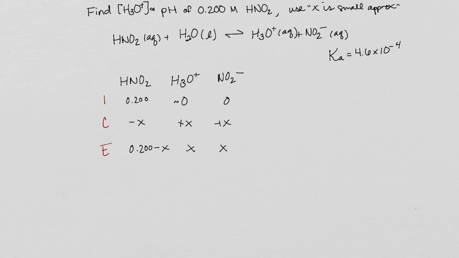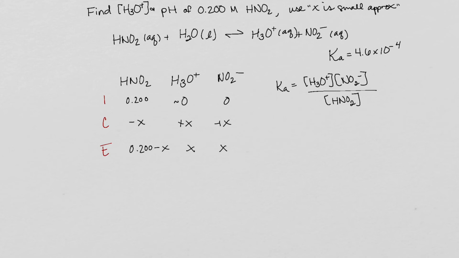So now we can set up our Ka expression. So we'll have our hydronium ion and our conjugate base in our numerator, and our intact acid in our denominator.